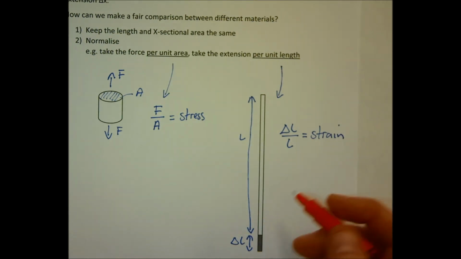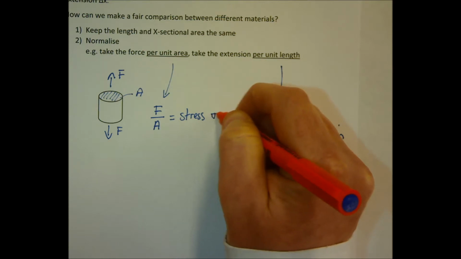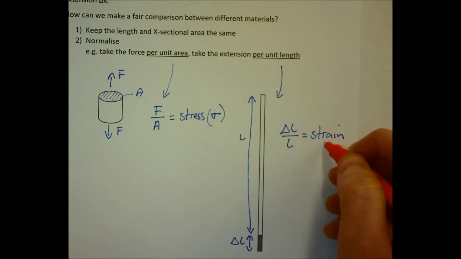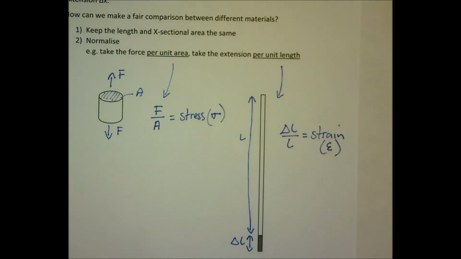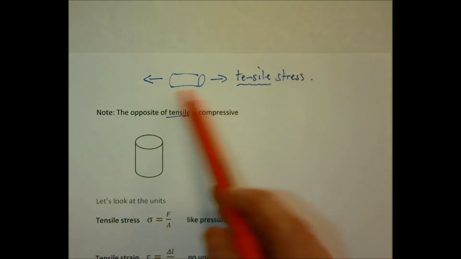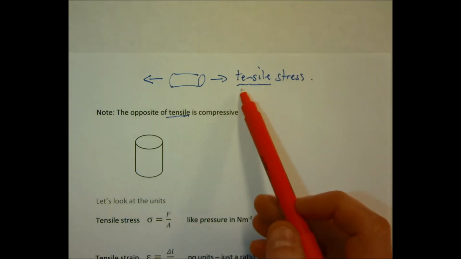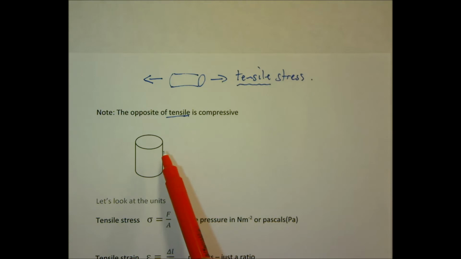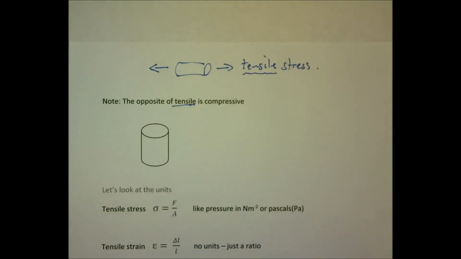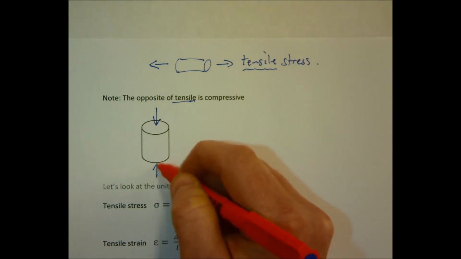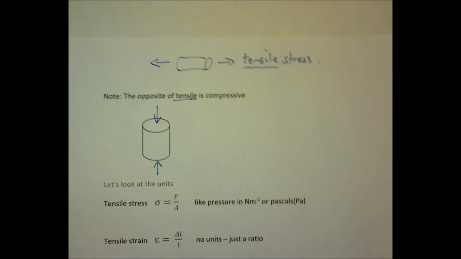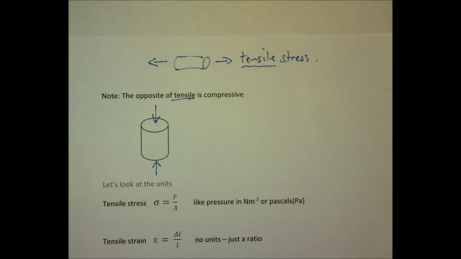And stress has a particular symbol, it's a Greek letter, and strain has another Greek letter. Okay, when we stretch things, like stretching our wire, we say we apply a tensile stress. It just means a stretching stress. You can also put materials under a compressive stress. So the forces in this case would be squeezing, compressive. But we're only interested at this moment in stretching things, so we're talking about tensile stress, tensile strain.